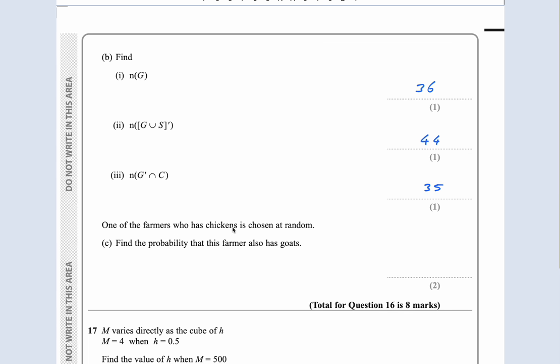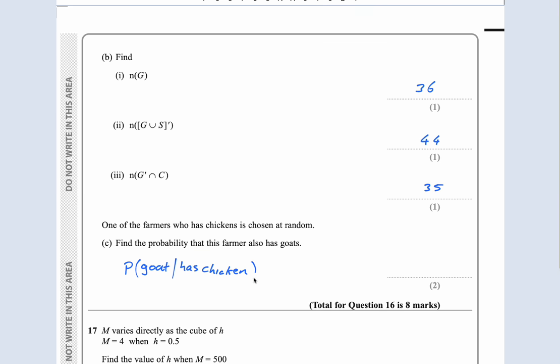One of the farmers who has chickens is chosen at random. Find the probability that this farmer also has goats. Right, so this is a tricky one, guys. I want the probability that he has a goat given, so this is fancy notation, guys. This means given that he has a chicken.